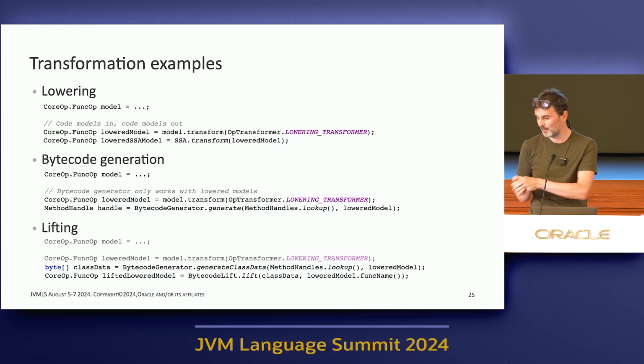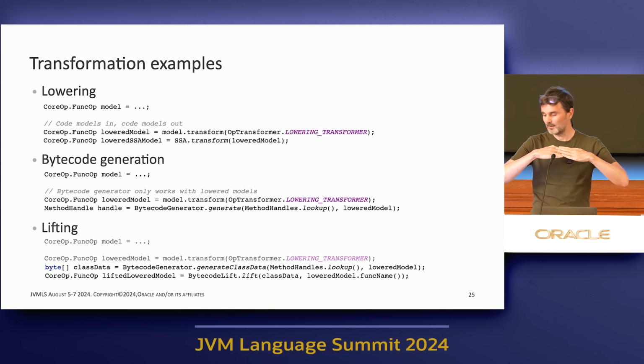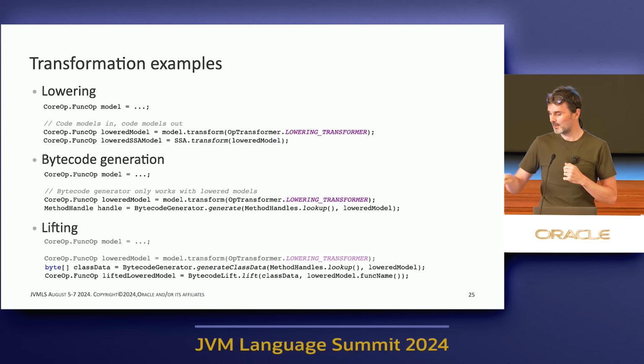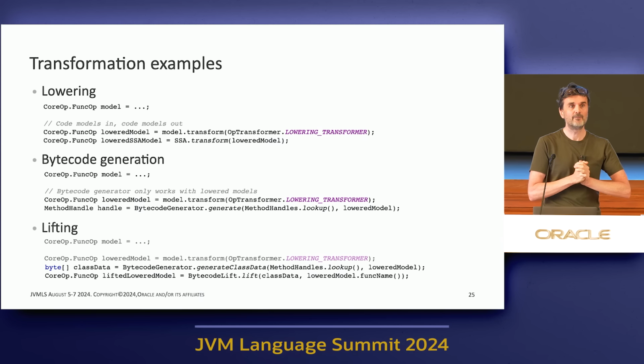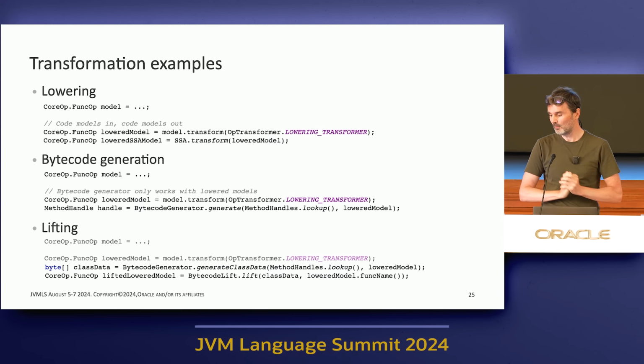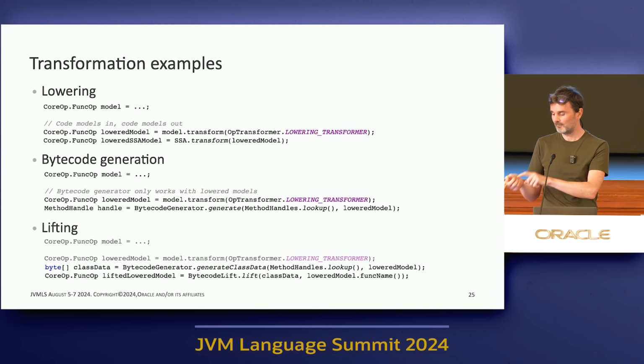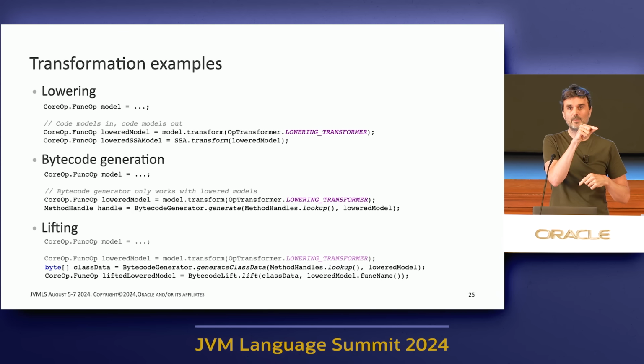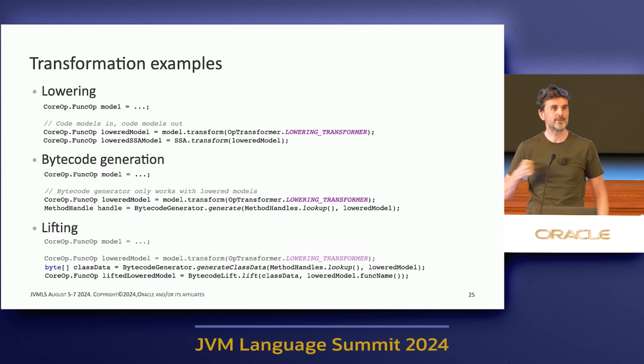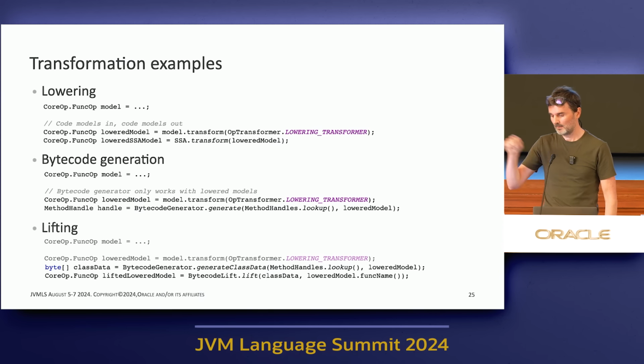We can generate bytecode. We can first lower it, and then we can use the bytecode generator of the lowered model and get a method handle out from which we can invoke. Or we could lift. So we can generate the lowered code model, we can generate the bytecode class data, and then we can lift the model up, lift the bytecode back up to a code model, like so. Or you could get your class data from somewhere else.